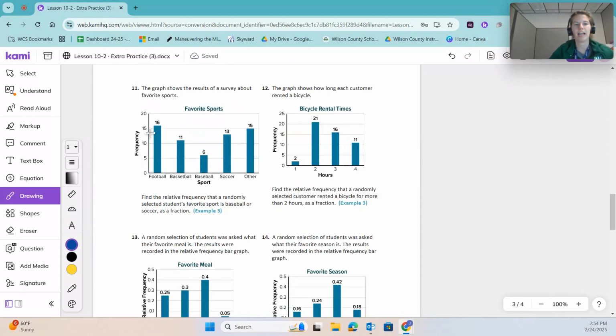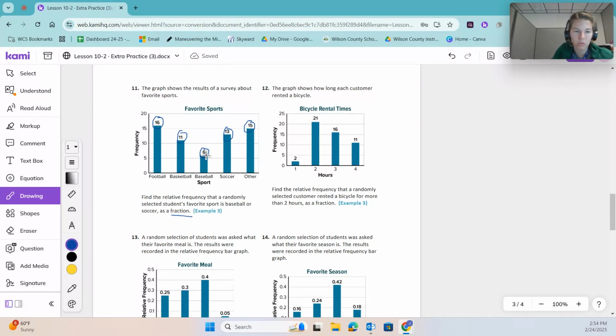The last type we're going to look at is shown in bar graphs. So again, relative frequency: football, 16 people chose it, 11 people chose basketball, 6 people chose baseball, 13 chose soccer, and 15 chose other. Find the relative frequency that a randomly selected student's favorite sport is baseball or soccer as a fraction.